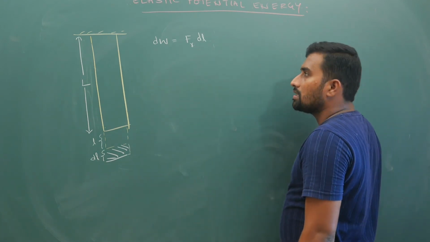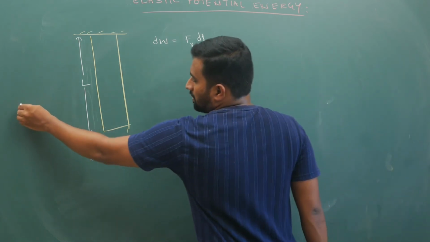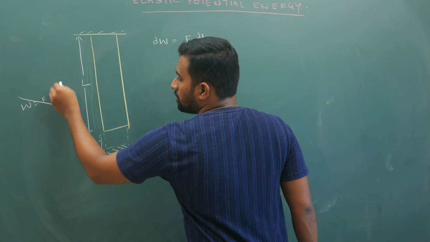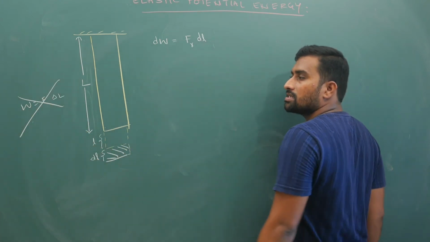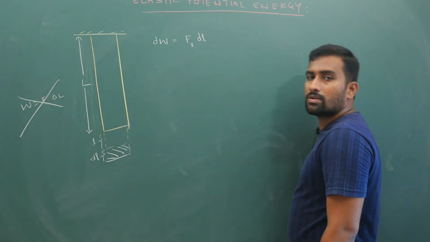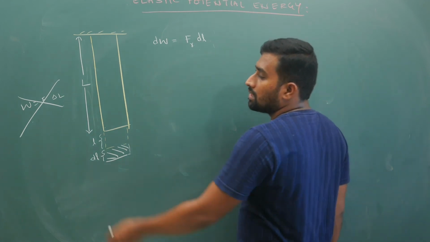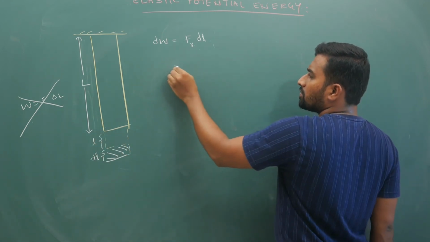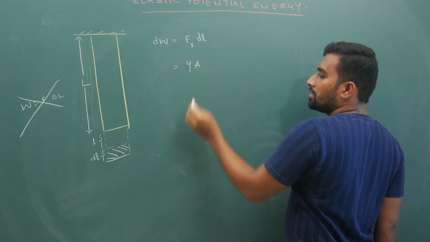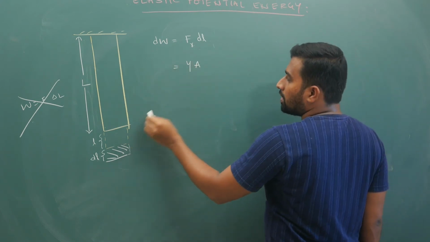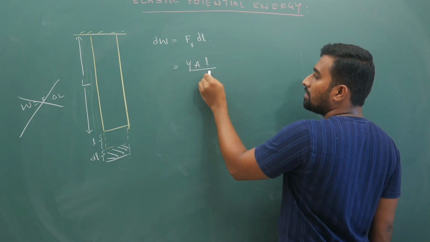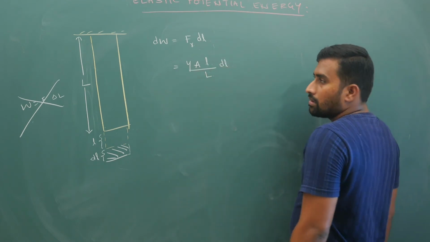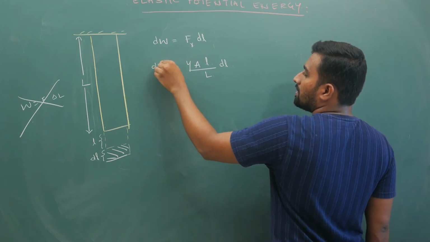Here you cannot just simply write work equals force into displacement delta L and do the calculation, because this formula is valid only when there is constant force. Here you have variable force. Why there is variable force: it is Y into A into, at this point, the extension l by capital L, into dl. That will give you dW.